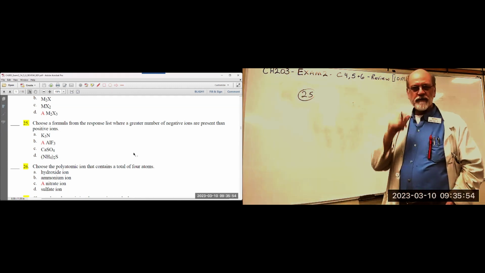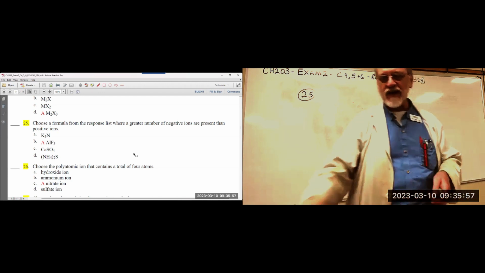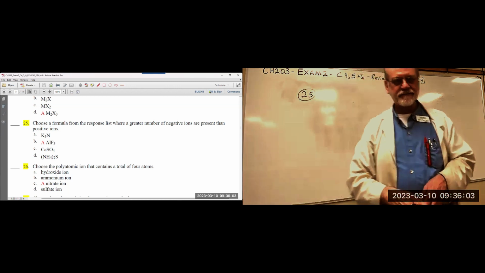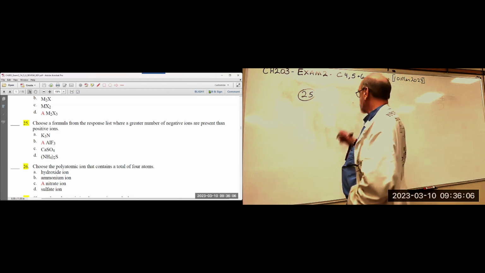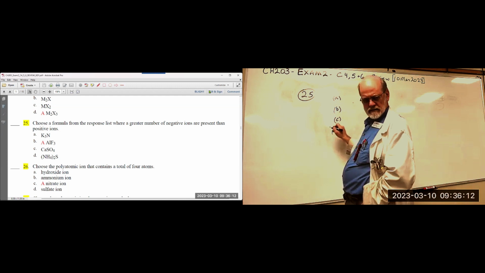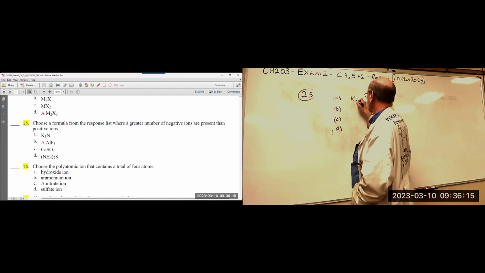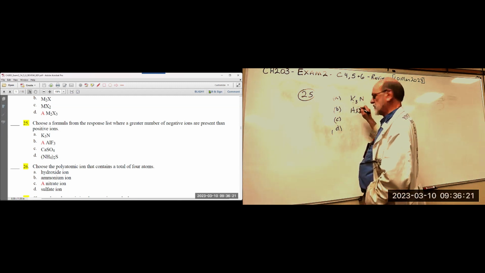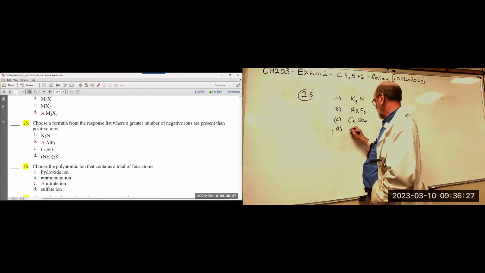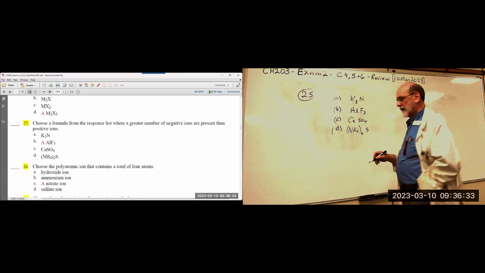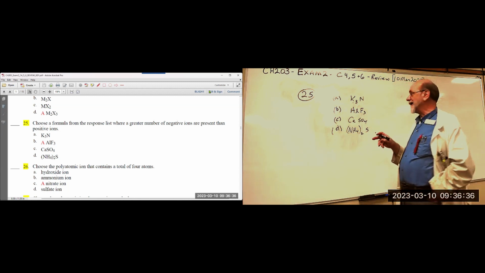25. Choose a formula from the response list where a greater number of negative ions are present than positive ions. Okay, so if we've got these choices, goes all the way down to D. Okay, we've got potassium nitride, aluminum fluoride, calcium sulfate, and ammonium sulfide.